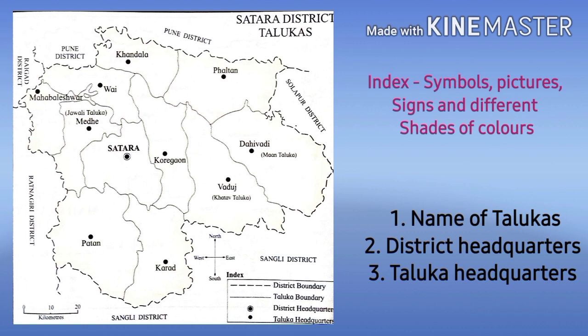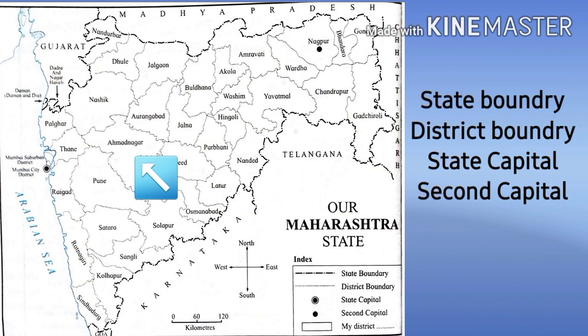We can see the black colored dots inside the talukas. These black dots are called taluka headquarters, and there is a big black dot with an outer circle. You can see that is the district headquarter, and it is placed in Satara. The small dotted line we can see here is the taluka boundary, and the big dotted line we can see here is the district boundary.